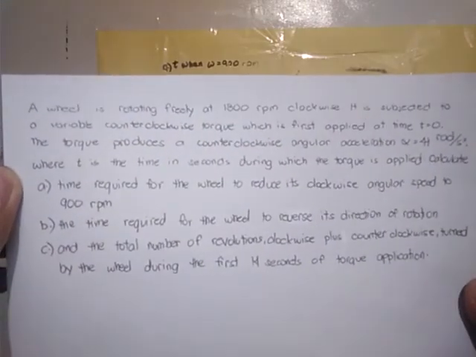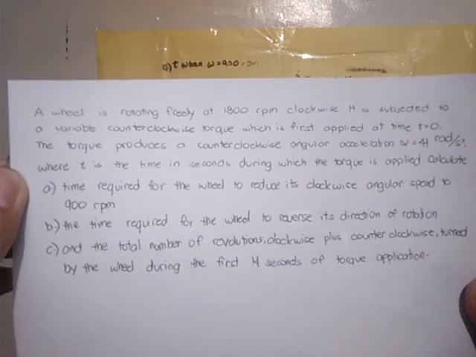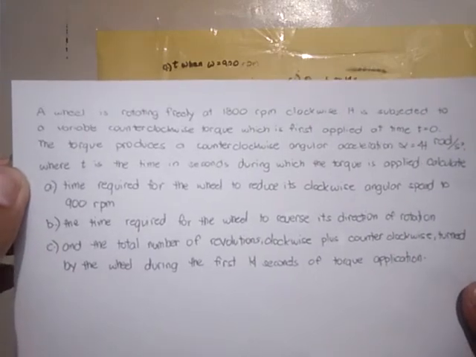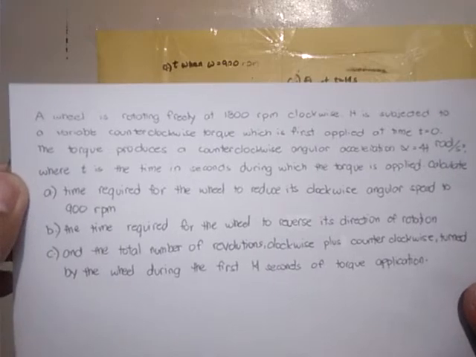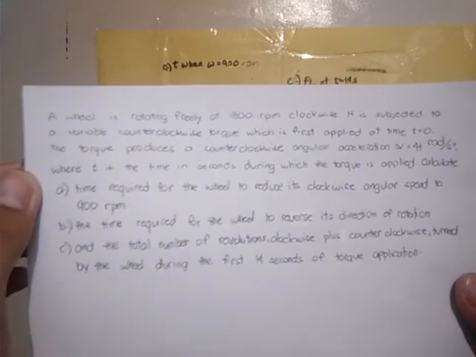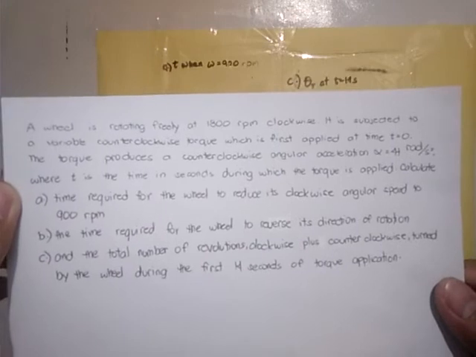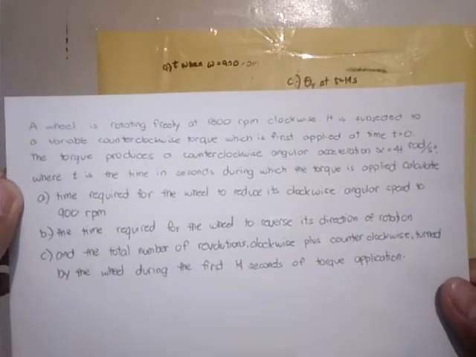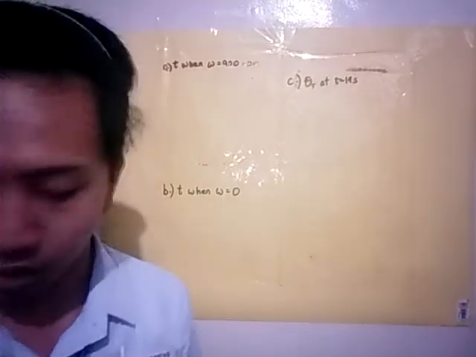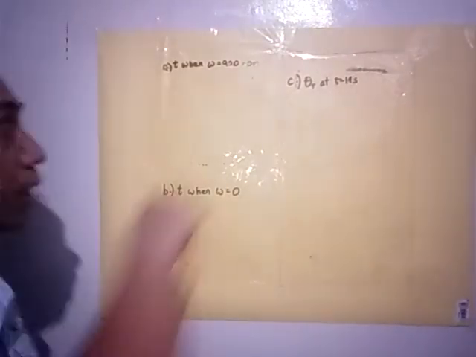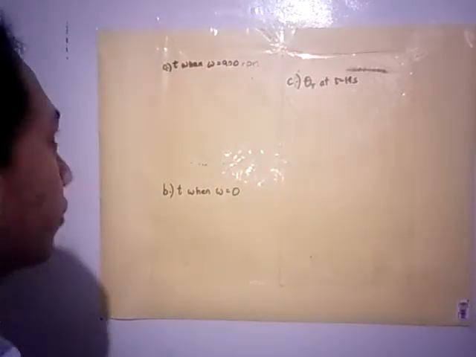Calculate first the time required for the wheel to reduce its clockwise angular speed to 900 rpm. Second, the time required for the wheel to reverse its direction of rotation. And last, the total number of revolutions, clockwise plus counterclockwise, turned by the wheel during the first 14 seconds of torque application. So, from this problem, we are required to determine the time that our 1800 rpm will become 900 rpm.